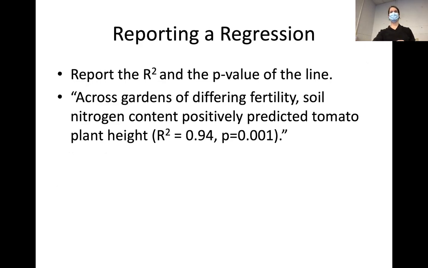Reporting a regression, you don't have a t-stat, you have an r-squared. R-squared will tell you how well the data points, remember that scatter plot I showed you, how well they fit the relationship. And then you still have the p-value.